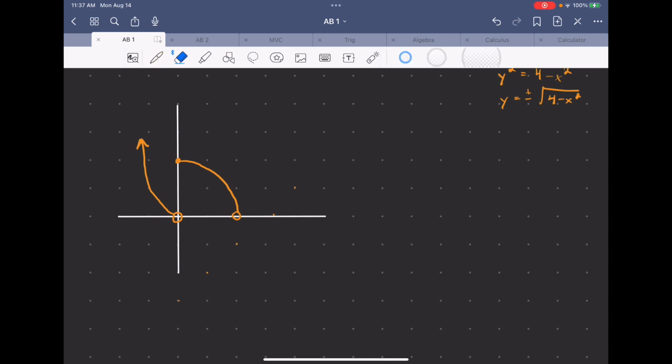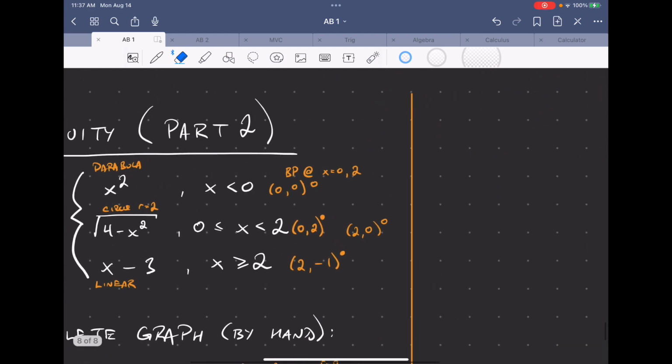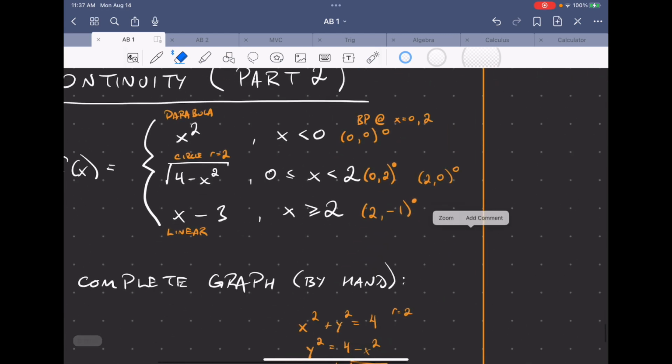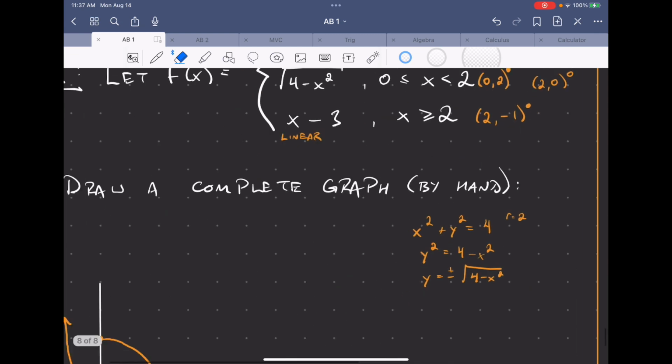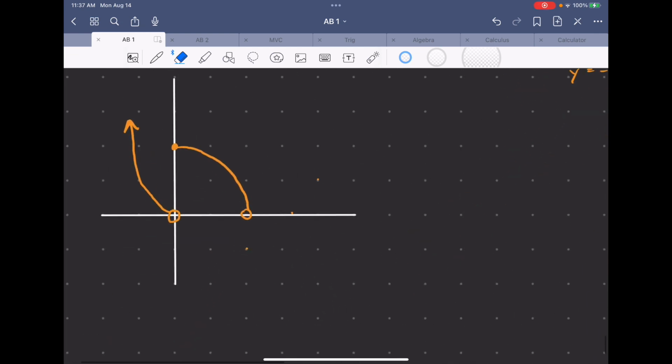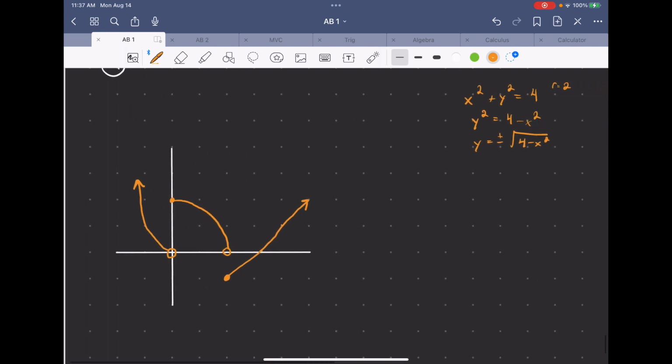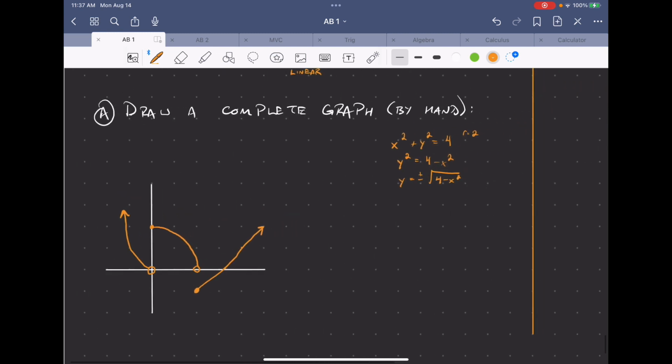So I only need the points for this whenever x is greater than 2. And I know that the value of the closed circle is at (2, -1). So (2, -1) is right here. And then I'm just going up 1 over 1 from there. So that is what my piecewise function looks like.